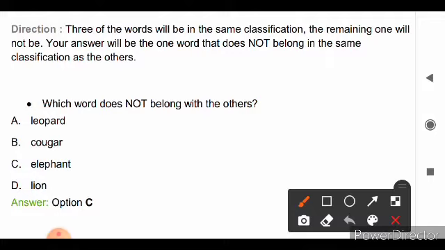So in the options, leopard, cougar and lion all belong to the cat family, and elephant belongs to the mammal family. So elephant does not belong with the others. So the right answer is option C.